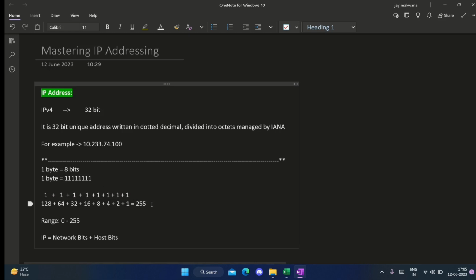So let's consider another example. Let's consider the example of 1 0 1 0 0 1. How many bits? 1, 2, 3, 4, 5, 6, 7. Now consider this is the number. Now we need to find the numerical value of this.